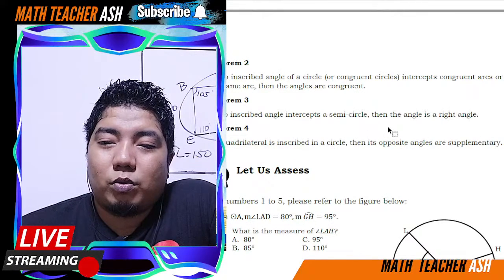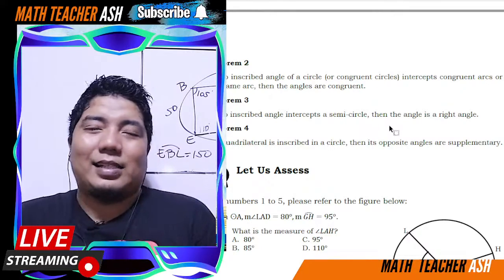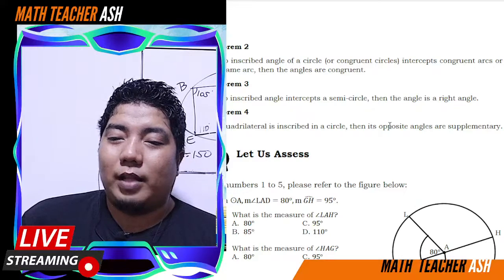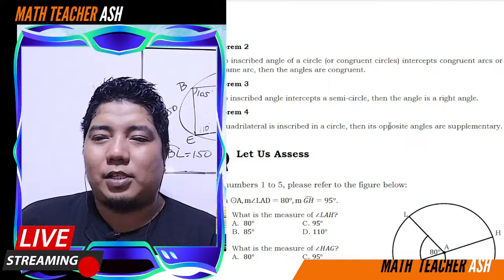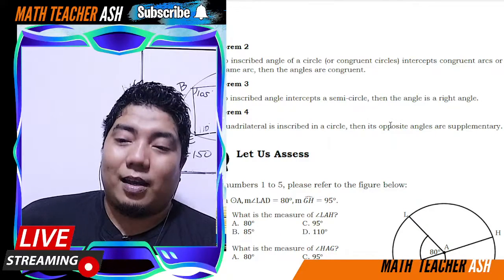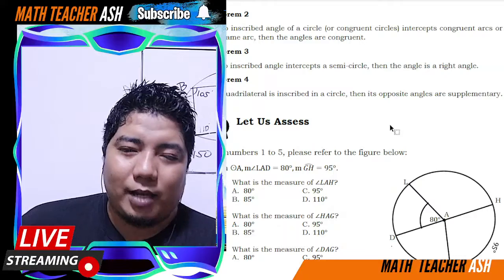If two inscribed angles intercept a semicircle, then that angle is 90 degrees. All right. And finally, we have if a quadrilateral is inscribed in a circle, then the opposite angles of that quadrilateral are supplementary. Meaning, when you add them, it equals 180 degrees.